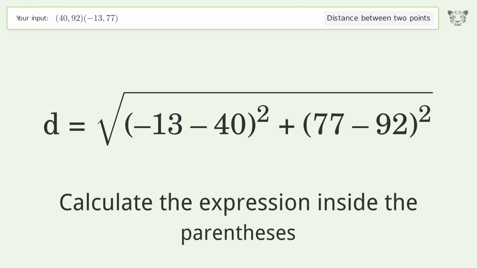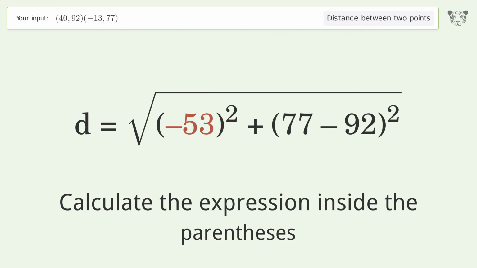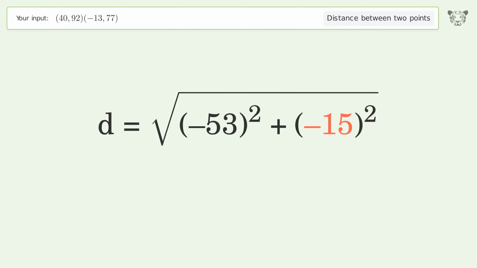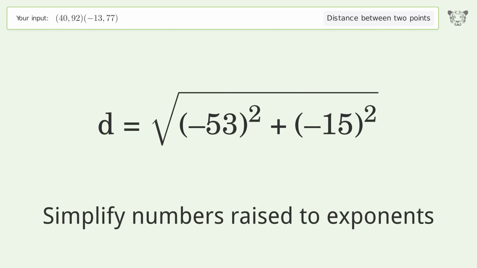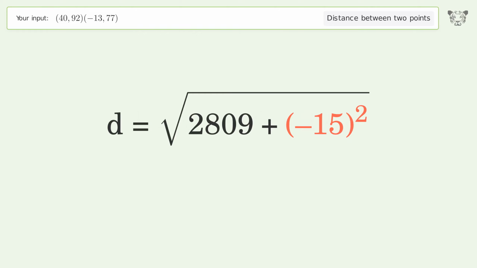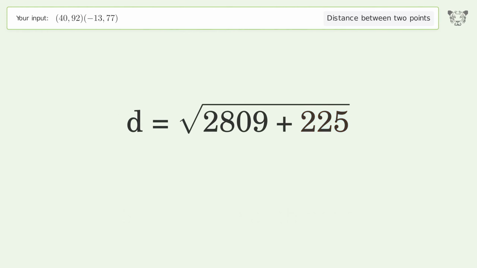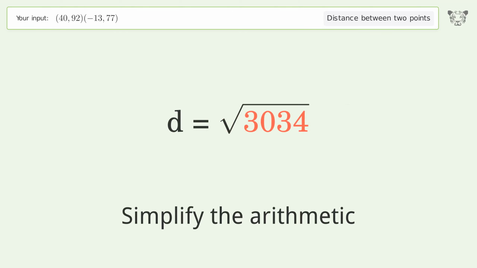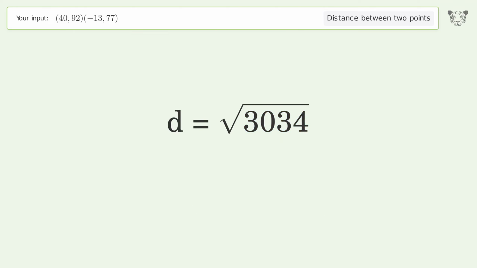Calculate the expression inside the parentheses. Simplify numbers raised to exponents. Simplify the arithmetic. And so the distance between the 2 points is the square root of 3034, or 55.082.